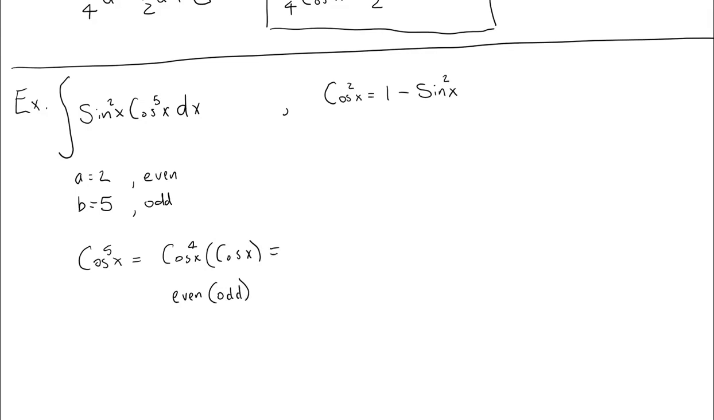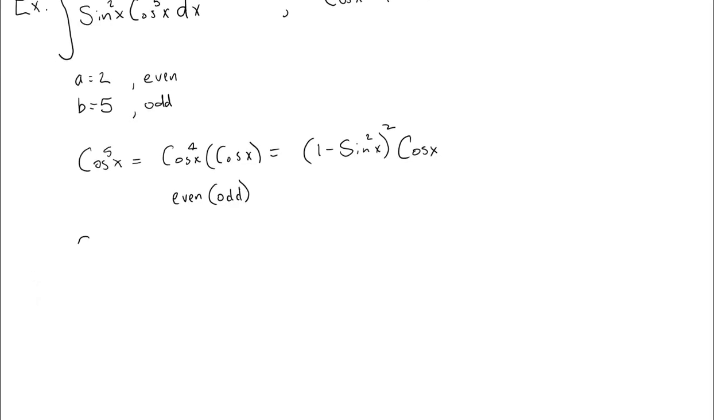Now what we can do is we can say, well, cosine squared of x is equal to 1 minus sine squared. So that means that cosine to the 4th of x is going to have to equal 1 minus sine squared of x, all in parentheses squared, times cosine of x. Now, if we rewrite our integral, we will get sine squared of x times 1 minus sine squared of x, and all of that is squared, times cosine of x dx.